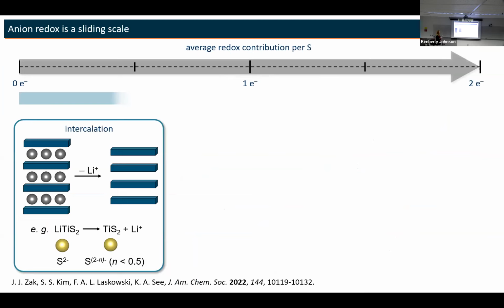So on the left, you can think about this as sort of intercalation chemistry, where by virtue of non-ionic metal-anion bonds, you get some contribution from sulfur, but not a lot. And so you get very structurally similar materials as you oxidize and reduce, but this is lower capacity. On the other end, where you have 2 electrons per sulfur, you have very, very drastic phase transitions that occur.